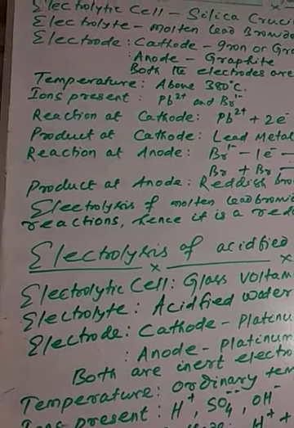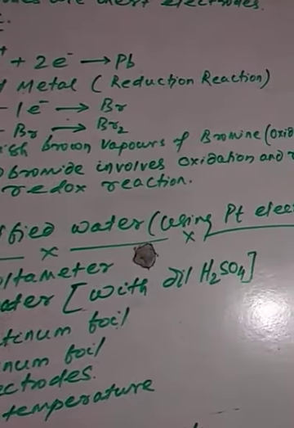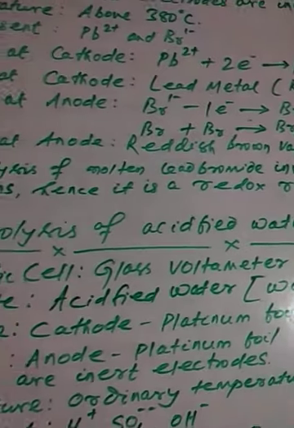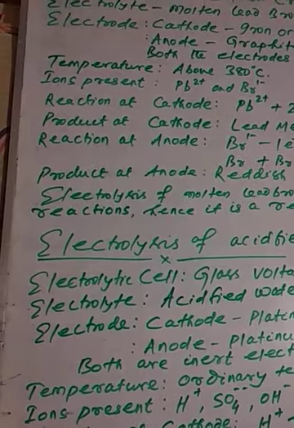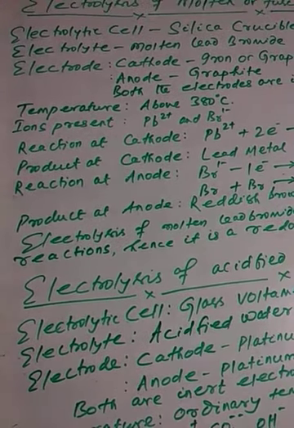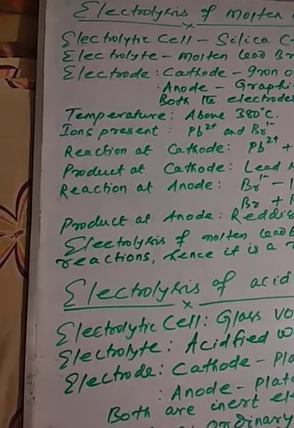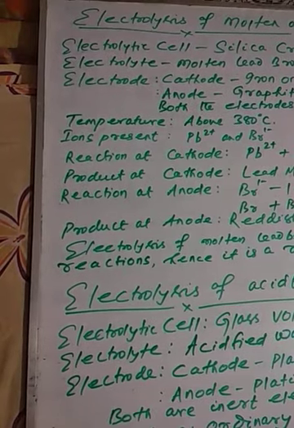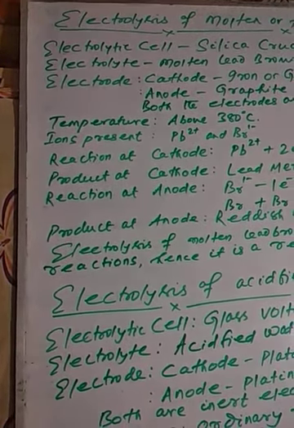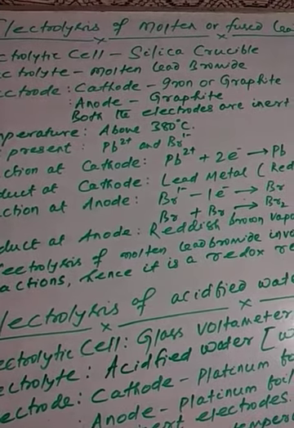Now, the electrolysis of molten lead bromide involves oxidation as well as reduction reactions. Therefore, it is called a redox reaction. My dear students, the electrolytic cell is made of silica, and the crucible is heated slowly from outside. It is because the crucible is made of silica, which is non-reactive, can withstand high temperature, and is almost a non-conductor of electricity.